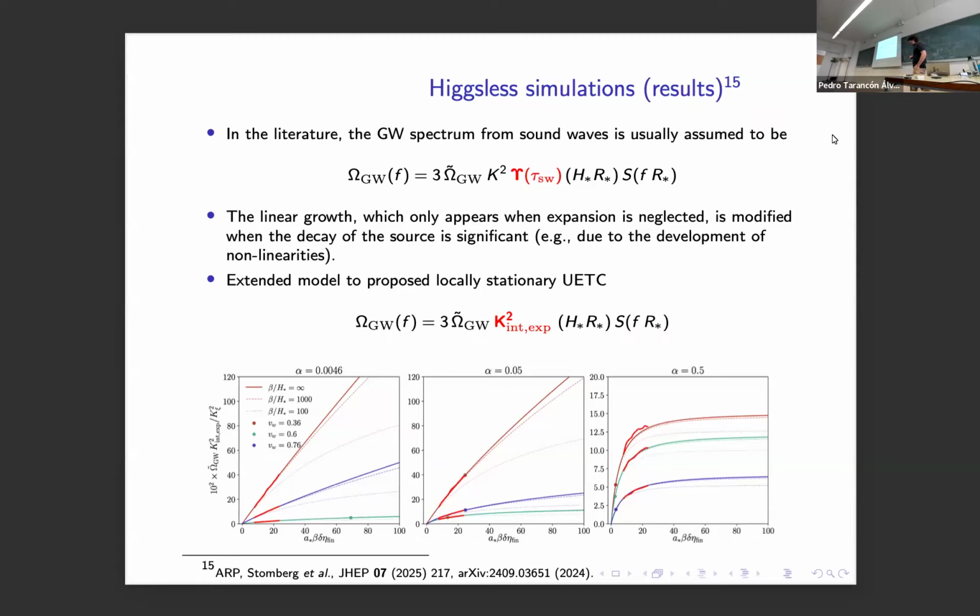As we go into the strong phase transitions, then nonlinearities start to kick in, and this model can give us an estimate of what we expect to have for the gravitational spectrum.